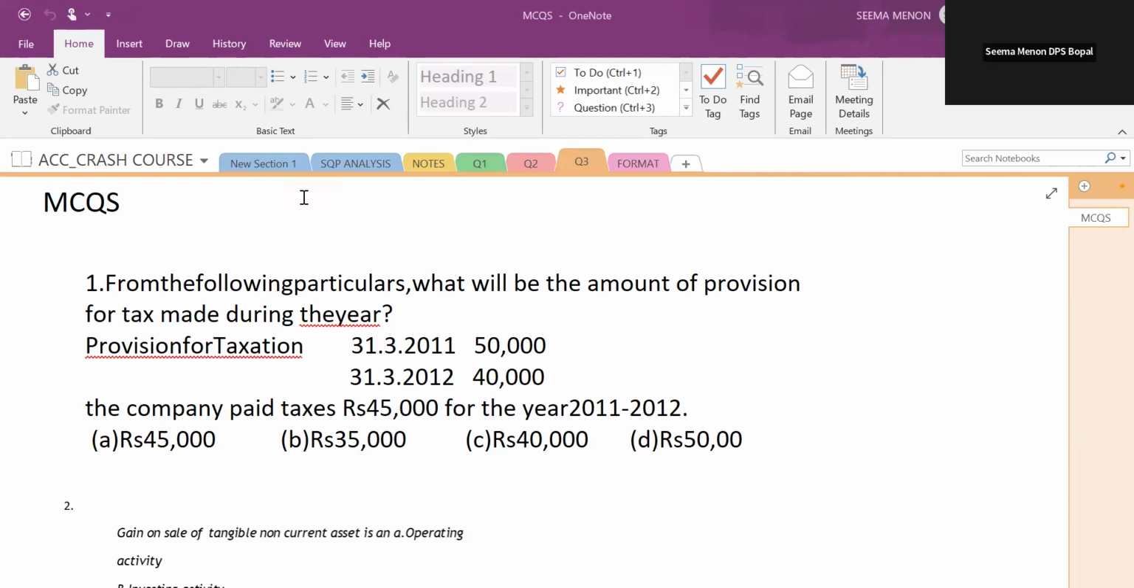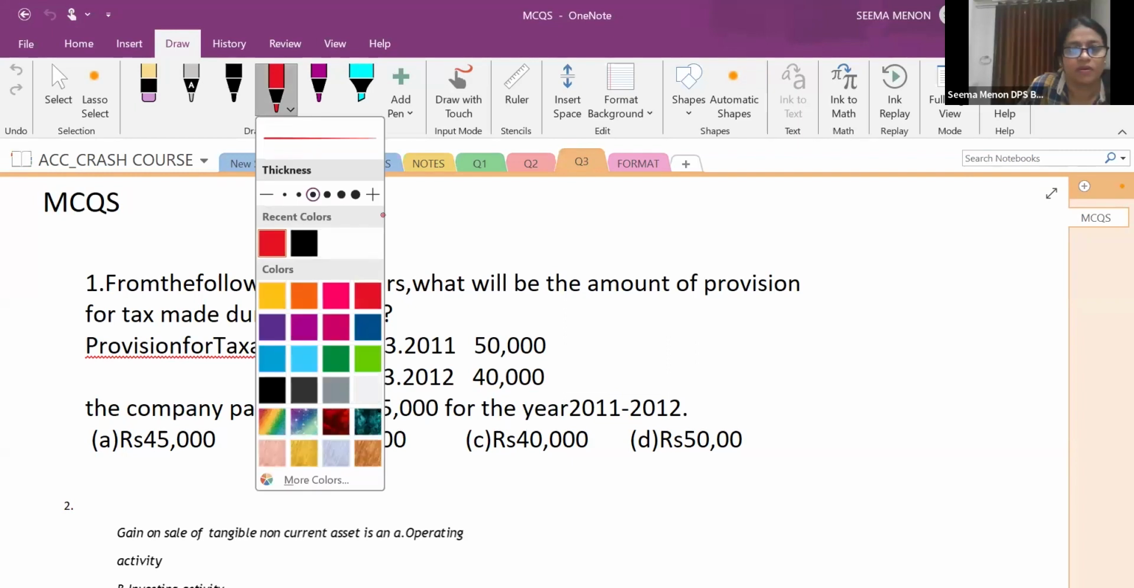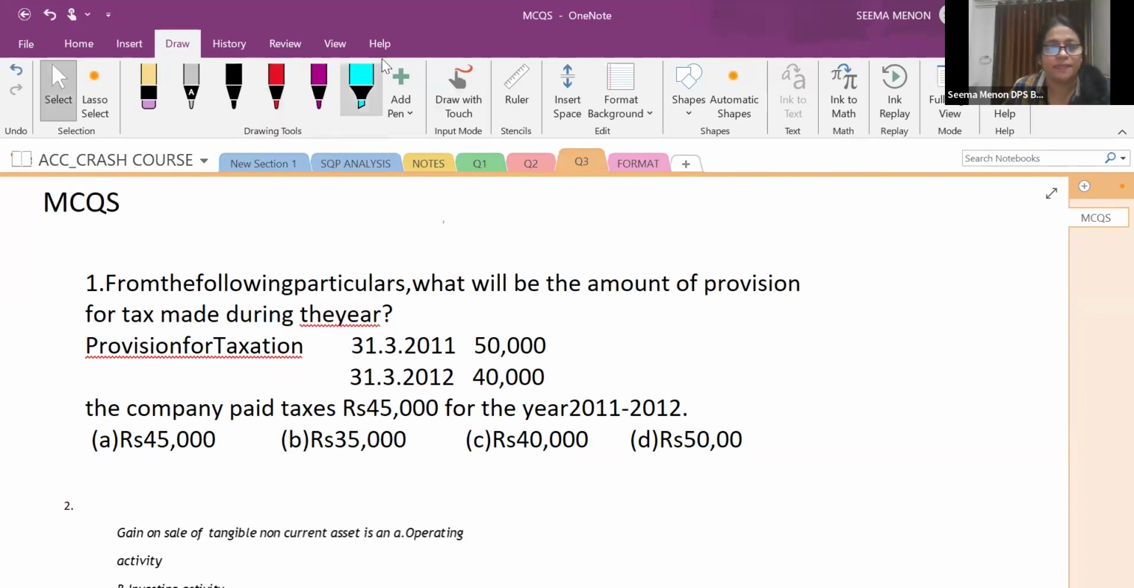Here is the question: from the following particulars, what will be the amount of provision for tax made during the year? So as we discussed here, you can see that three informations are given. That is tax as on 31st March 2011, then 31st March 2012. Then the company paid tax rupees 45,000 during the year 2011-12.